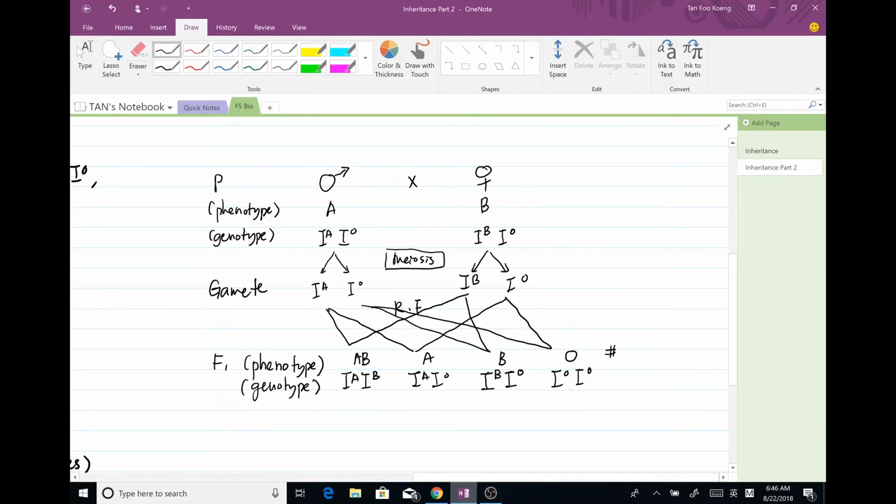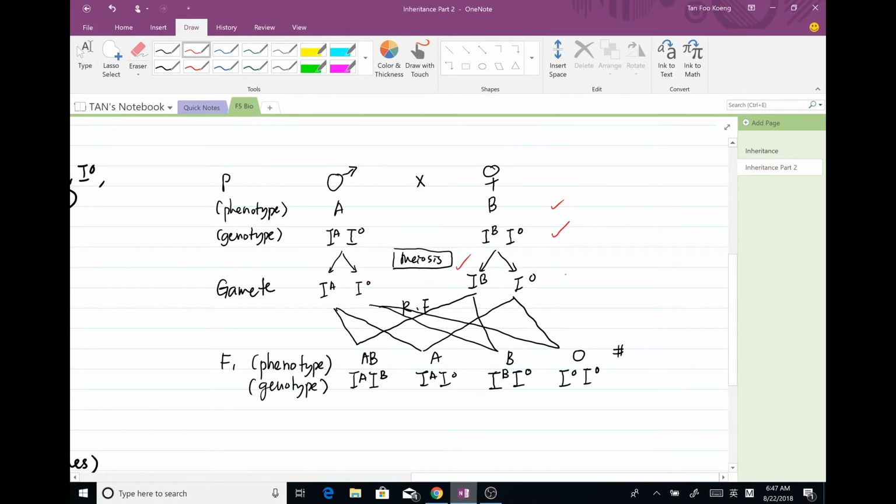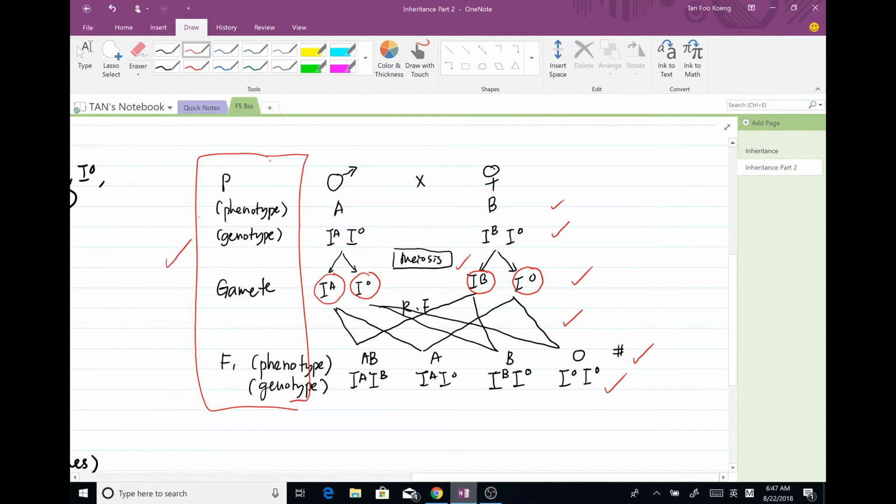Okay, now let's see. How do we mark your essay on inheritance? First of all, we will mark the phenotype of the parents, the genotype of the parents, the process of meiosis. Then gametes, normally we put a circle to show that these are gametes. Random fertilization carries 1 mark. F1 phenotype 1 mark, F1 genotype also 1 mark. And remember to have all this labeled. The labels will give you another mark.